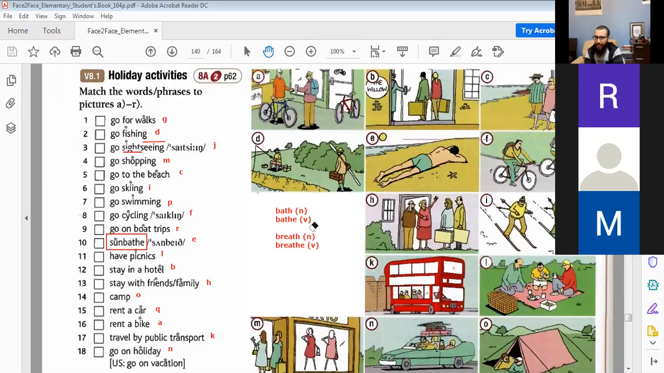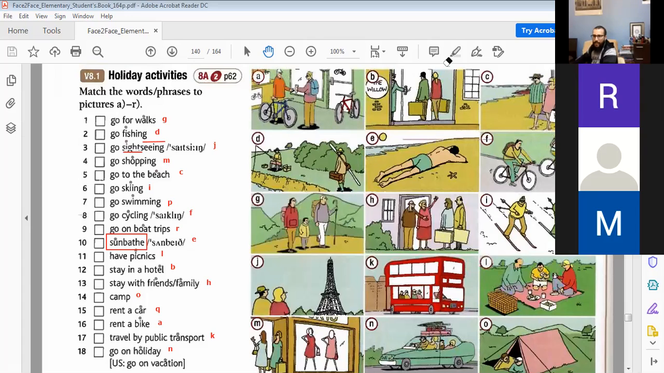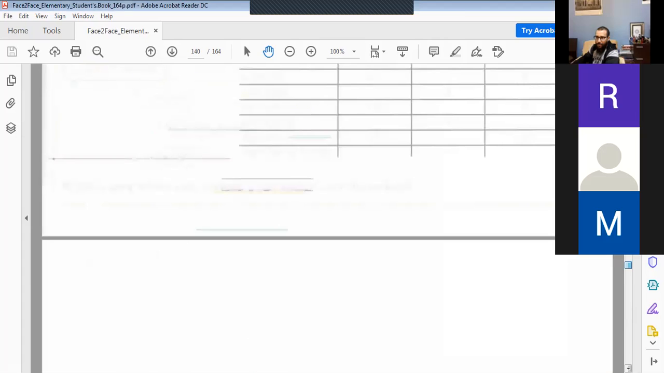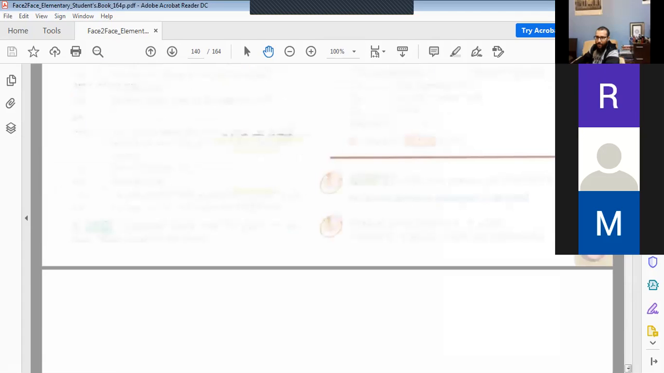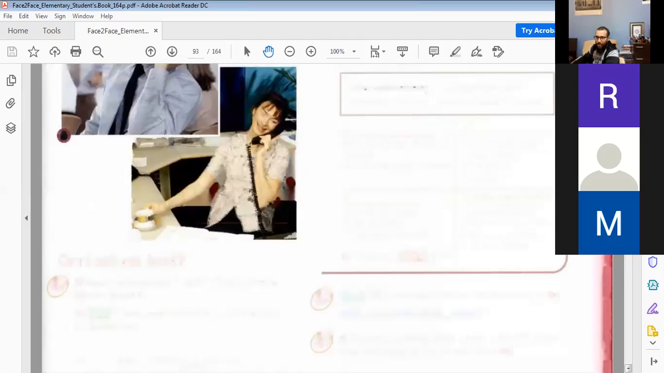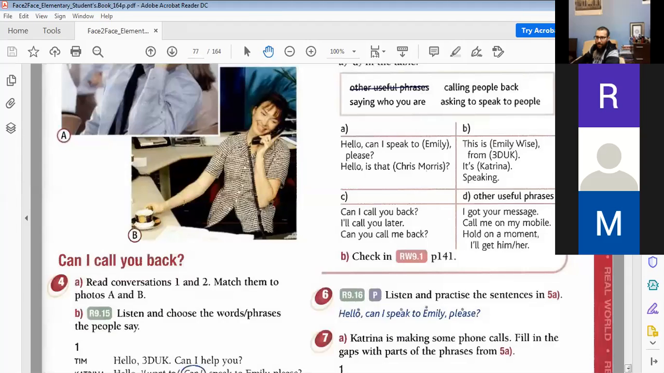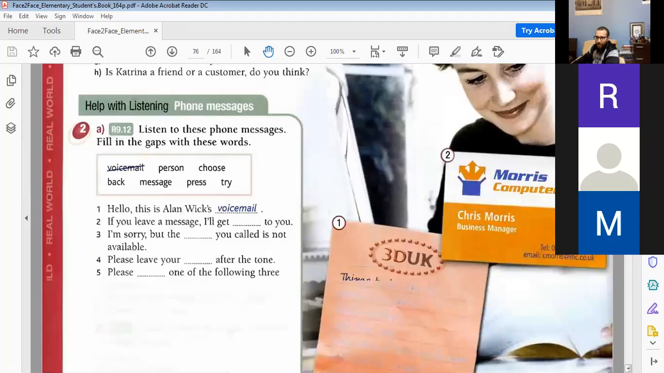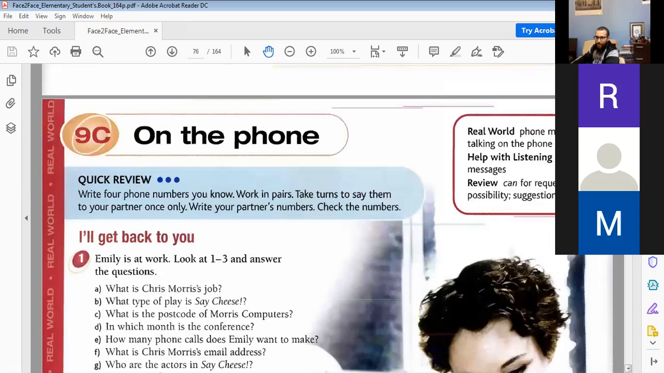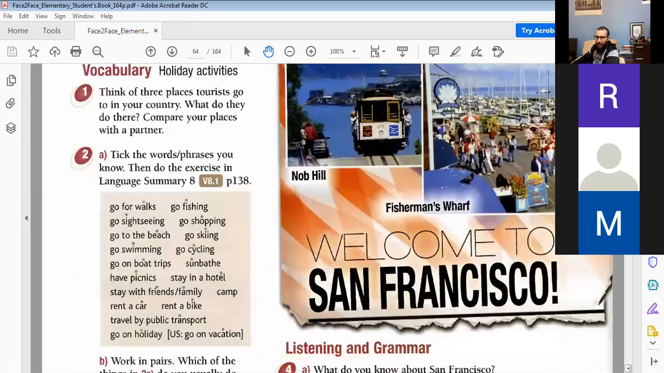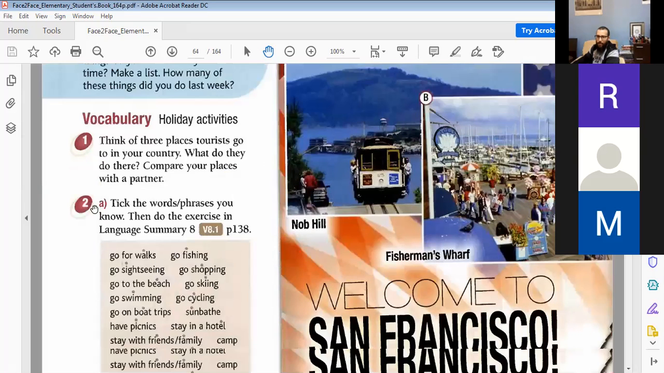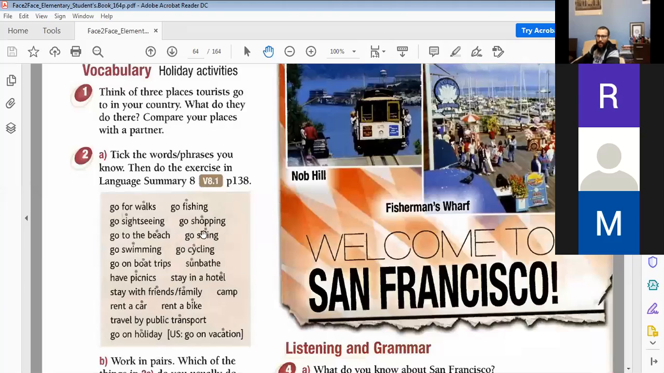So let's go back and let's do more exercises. Let's take a look. Let's go. Teacher, what meaning beginnings? Okay, so where is it? Okay, here it is. All right, so we talked about some of the activities, holiday activities that we can do when we travel.